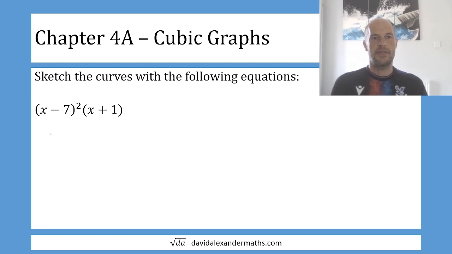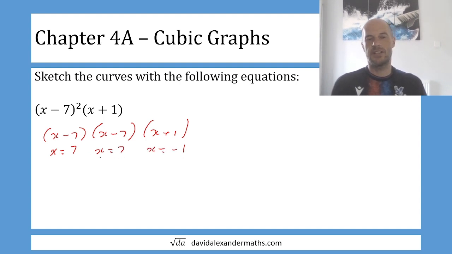For this one, we've got x minus 7, x minus 7, x plus 1. So we've got the roots of positive 7 and minus 1. We don't need to write the repeated one twice because it's completely unnecessary. But what does it mean when there is a repeated root? Let's just do my little sketch.